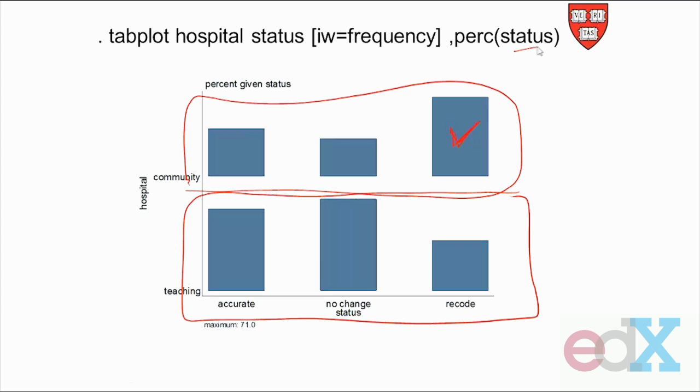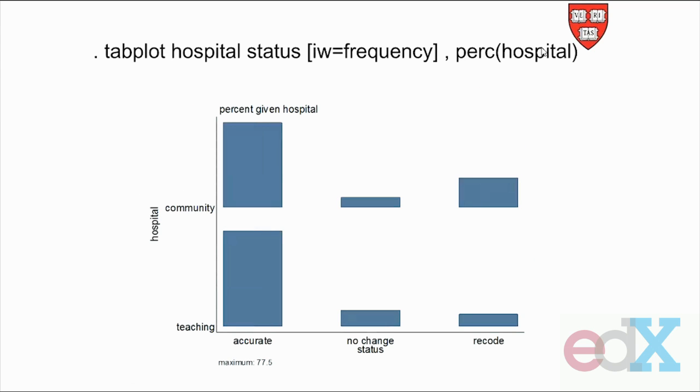Now, instead of status, we could have done it by hospital. So here it is by hospital. And we get the same picture. With the community hospitals, we get a much bigger distribution down here than we do with the teaching hospitals. So this looks mighty suspicious.